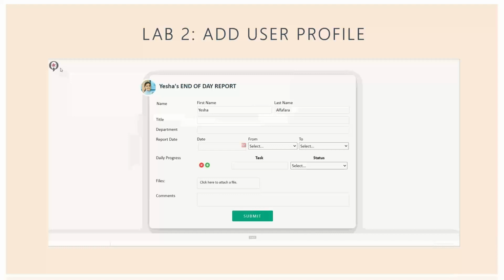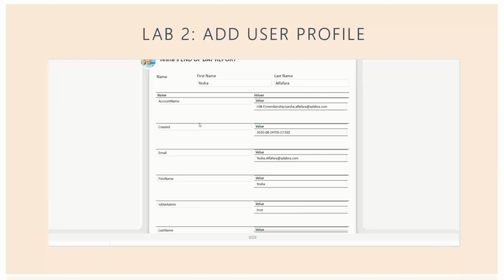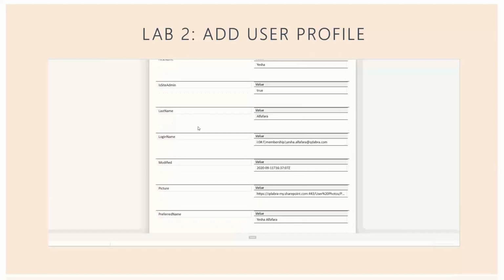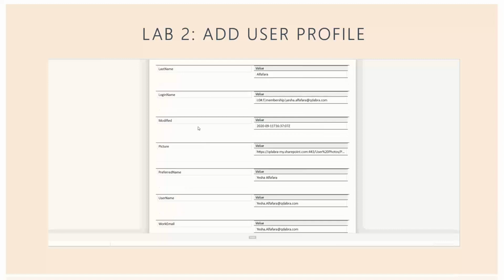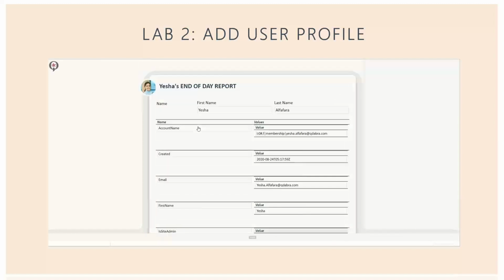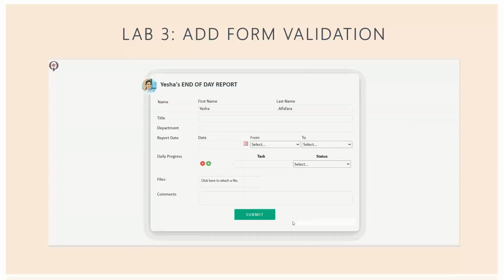But those are not the only profile data that we can retrieve using the get user profile by name command. We can also retrieve the user's first name and last name as long as it exists in the SharePoint user profile. We can also retrieve the user's manager, and this is helpful when you have a form that has an approval feature and you want the form to be assigned to the submitter's manager. So that's an example scenario when you can use this feature.